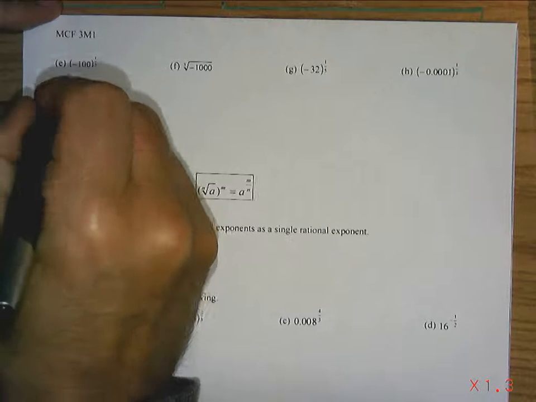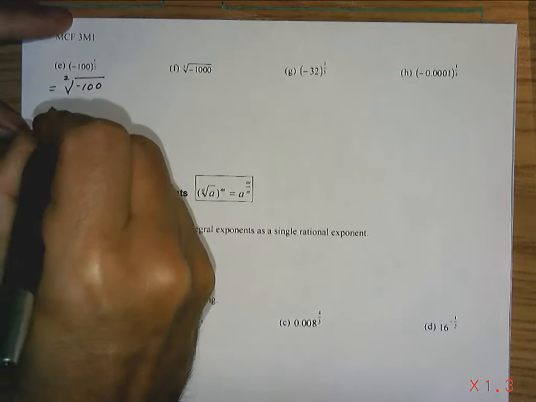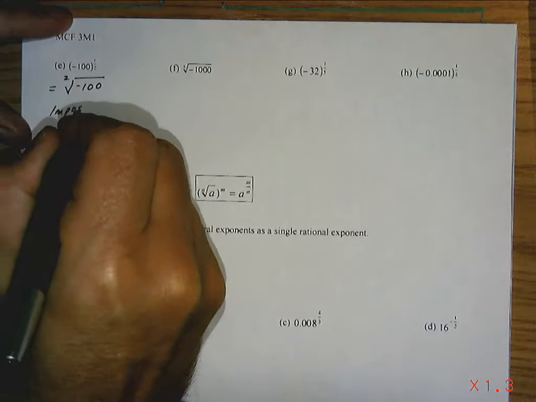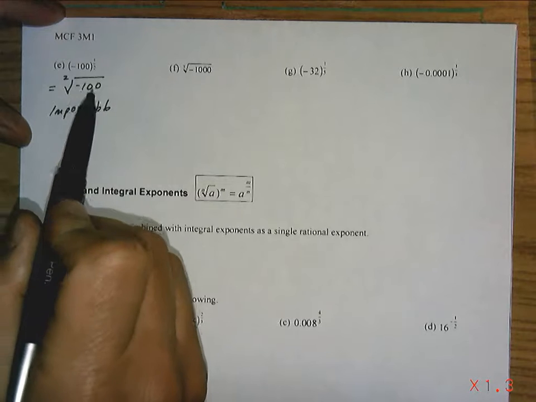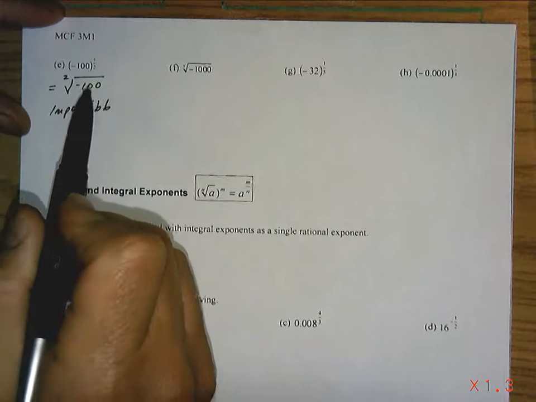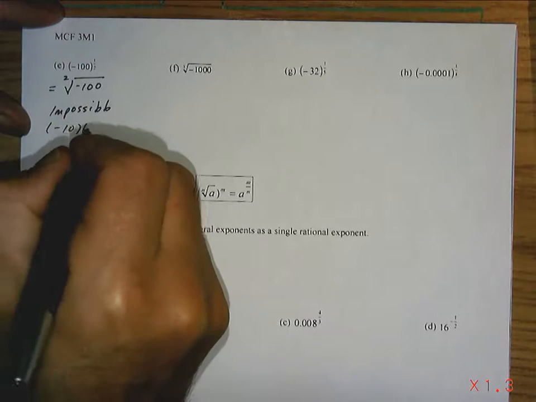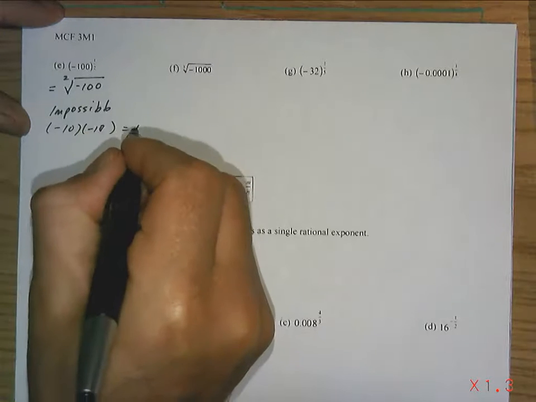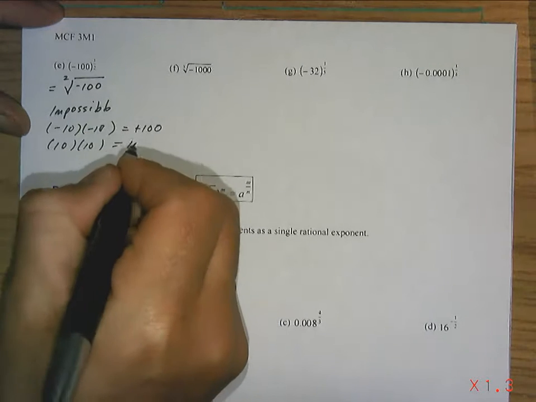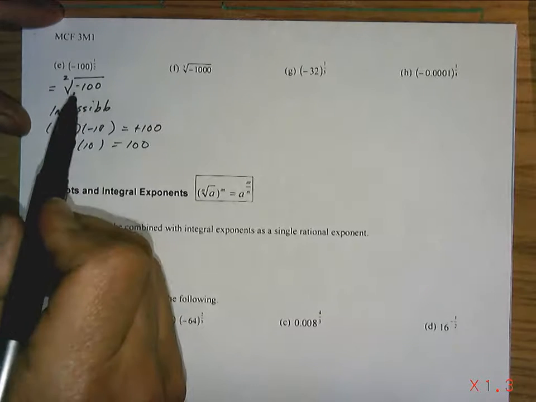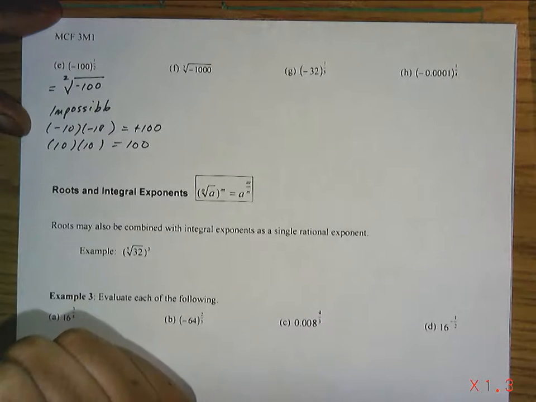So we want to do the square root of negative 100. Well, that's impossible, because there's no way I can get one number multiplied by itself twice to give negative 100. If I tried negative 10 times negative 10, I'm going to get positive 100. And if I tried positive 10, I'm also going to get positive 100. There's no number that, when I multiply it by itself, will give me negative 100.